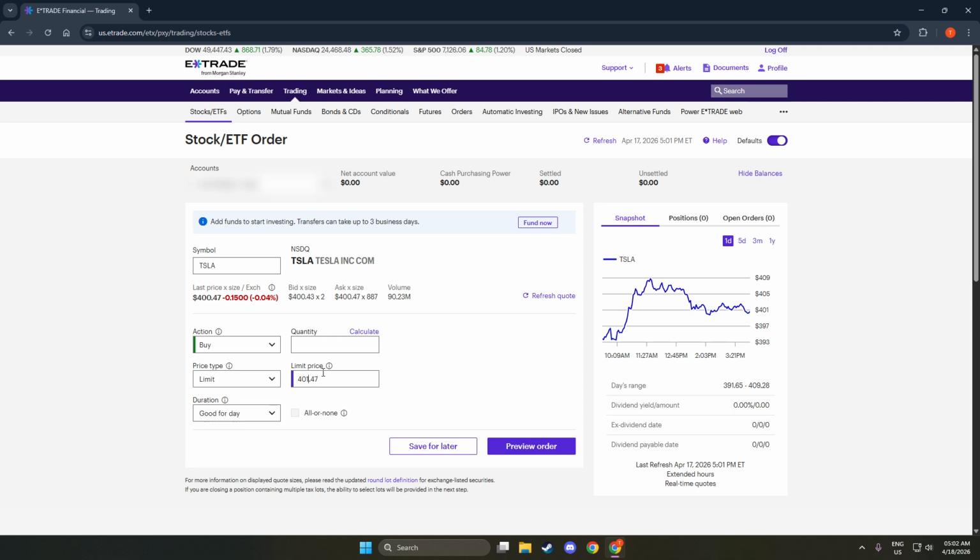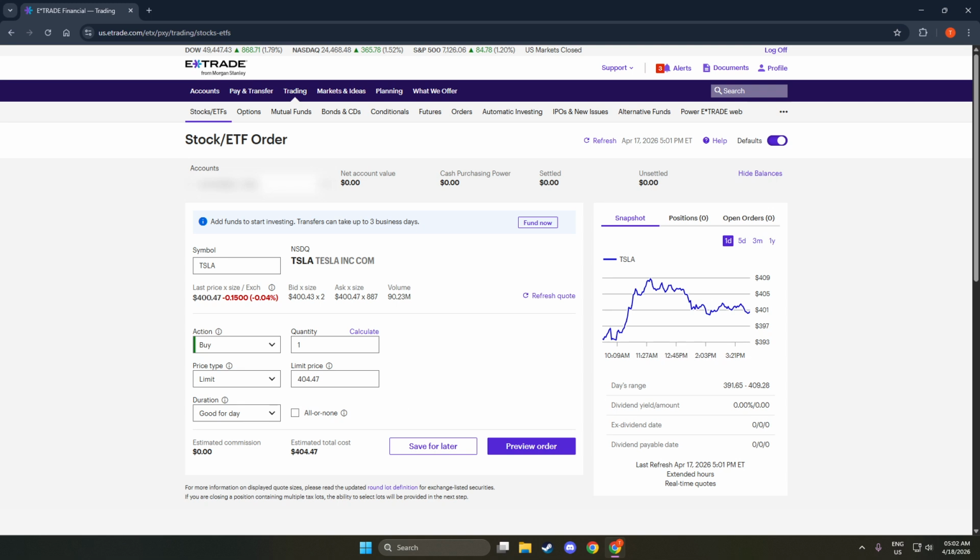Choose the duration if you want. A day order will automatically expire at the end of today's trading session if it isn't filled. GTC, or good till canceled, keeps your order working for a longer period until it fills or you cancel it, subject to the broker's time limits.